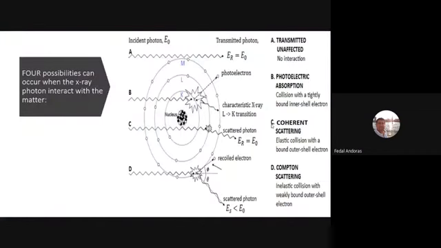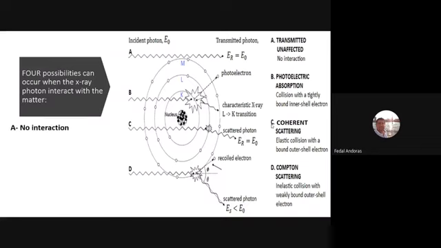An illustrative picture, but you will understand it when I finish the lecture. But this will be like, oh my god, what are these? Too much information. Okay, so four possibilities can occur when the X-ray photon interacts with the matter.